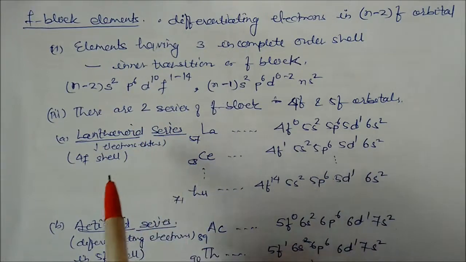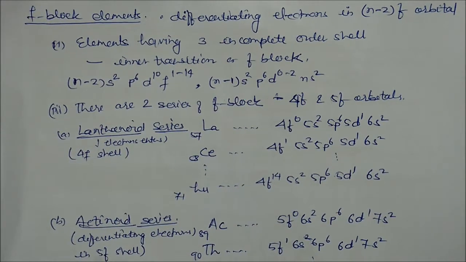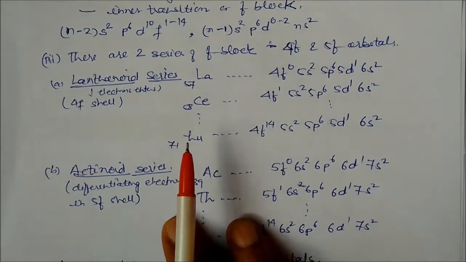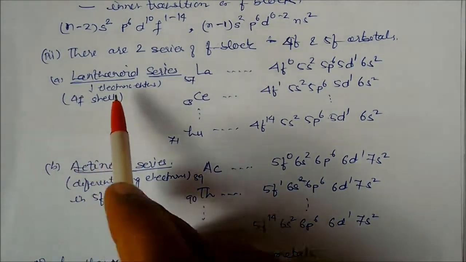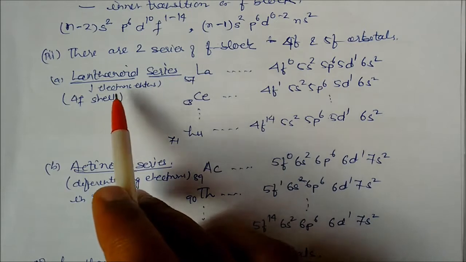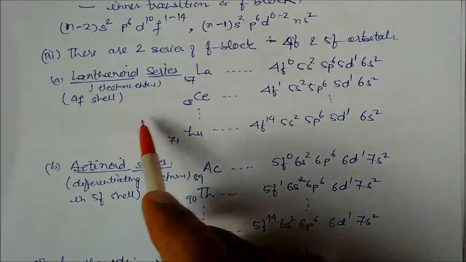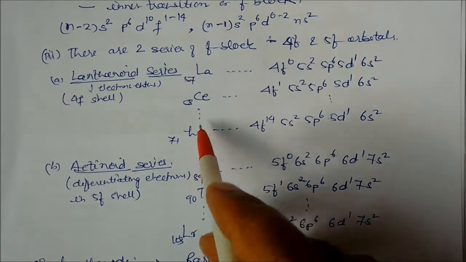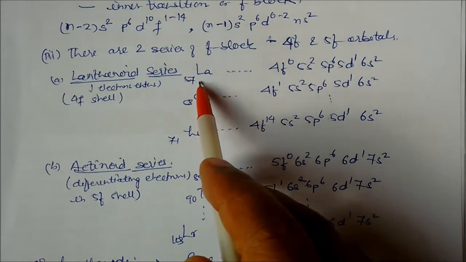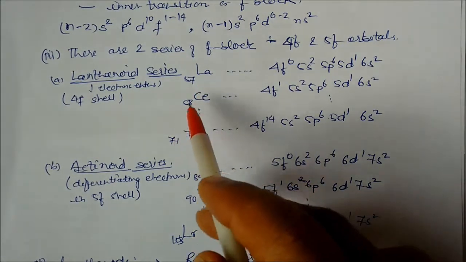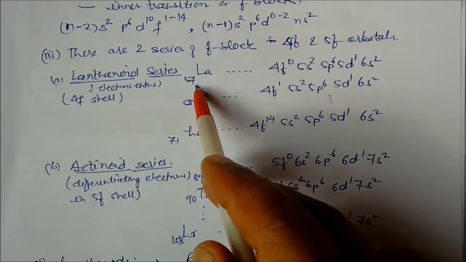So we will see here. Let us take some series of the f block elements. The series I have taken are 4f and 5f. In this f block, the first series, or 4f series, is called the lanthanide series. It goes from lanthanum to lutetium. The atomic number of lanthanum is 57 and of lutetium is 71. So this is your lanthanide series, which goes from 57 to 71.